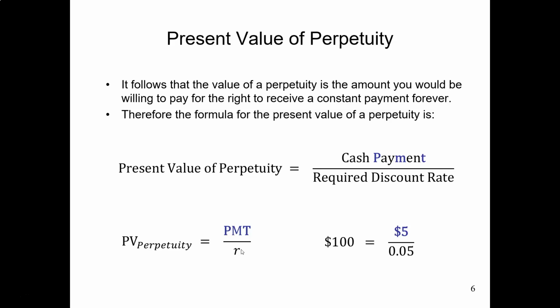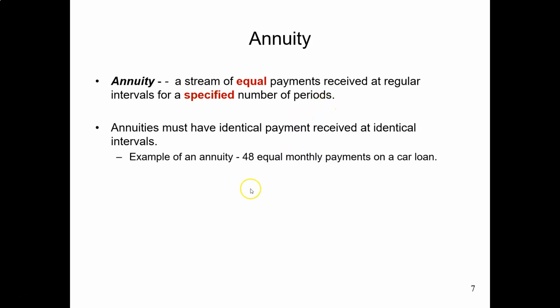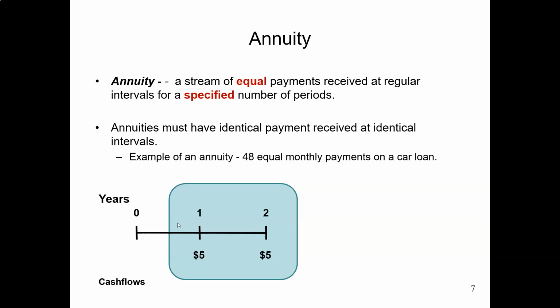Okay, now I want to introduce another kind of cash flows, that is annuity. Annuity will give you equal payments frequently for specified number of periods. For example, you buy a car and you need to pay a car loan. The car loan requires you to pay equal payments during the next 48 months. The car loan is a typical annuity product or annuity cash flow.